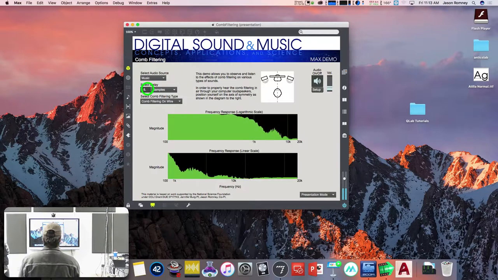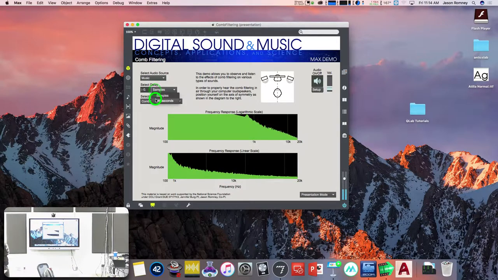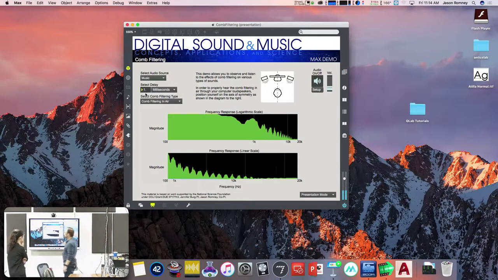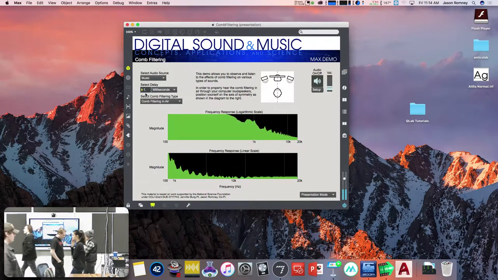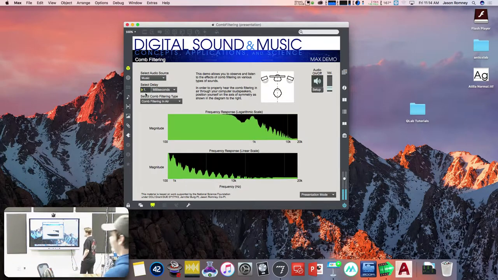Yeah, because frequencies are getting canceled out. We go lower and lower and lower, right? The longer the delay, the lower frequency we can get. Okay, comb filtering. Now I'm gonna do it in the air. You ready? Let's go stand in the middle. Same thing, I'm gonna do the 1 millisecond. So what do you notice this time, as compared to the pink noise? It's not as dramatic of an effect, is it?